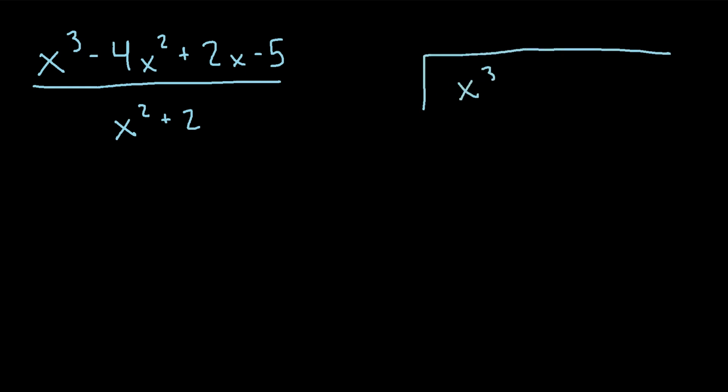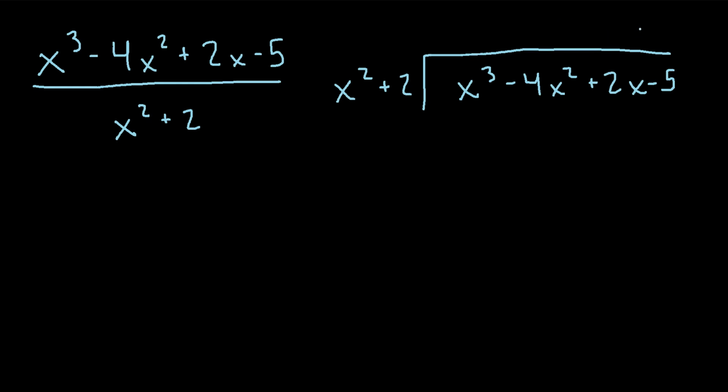So we'll write the numerator here, and then we'll write the denominator on the outside. So x squared plus 2. So again, we're going to ask ourselves, x squared times what gets us x cubed? Well, that would be x. x squared times x is equal to x cubed.